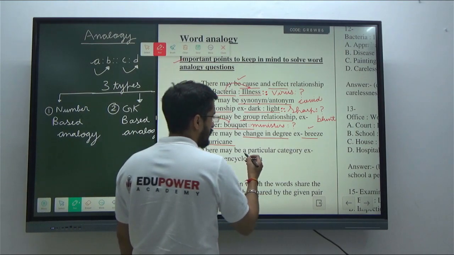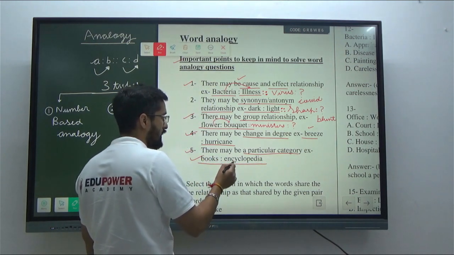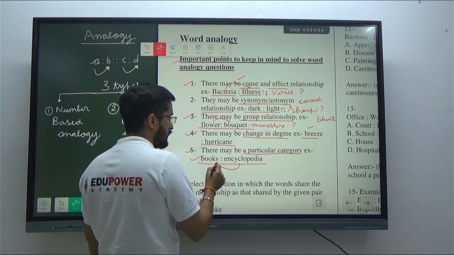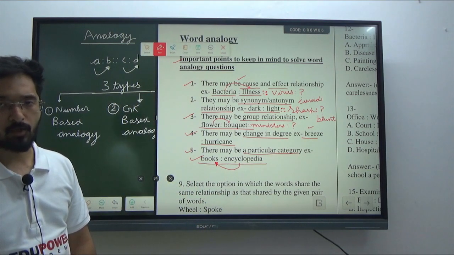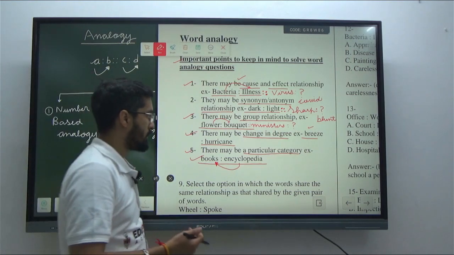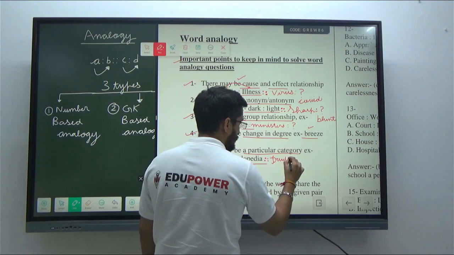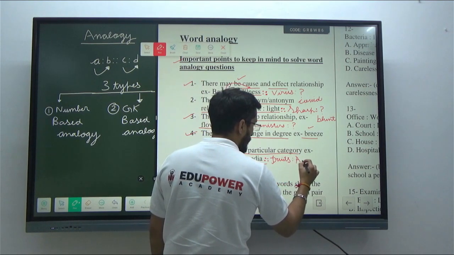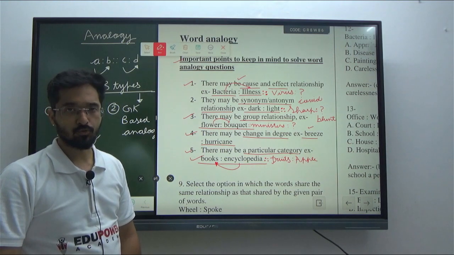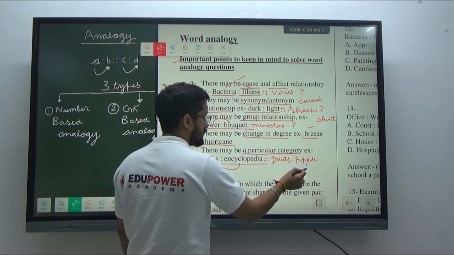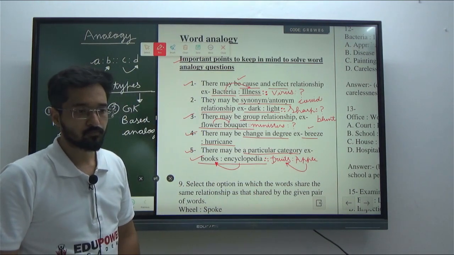Fifth, there may be a particular category. Example, books is to encyclopedia. We know that encyclopedia is a type of book. It's a variety. It's a particular category of book, right? Likewise, what can we say? Fruits is to apple, right? Because we know that apple is a type of fruit. Encyclopedia is a type of book, right?